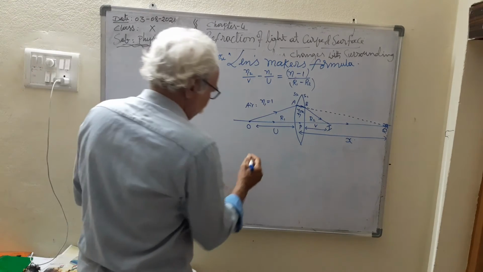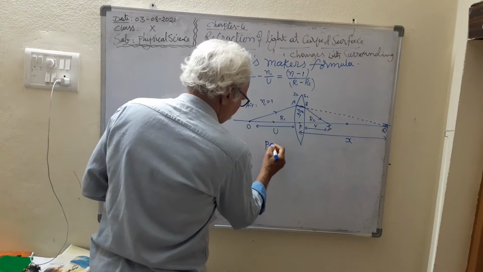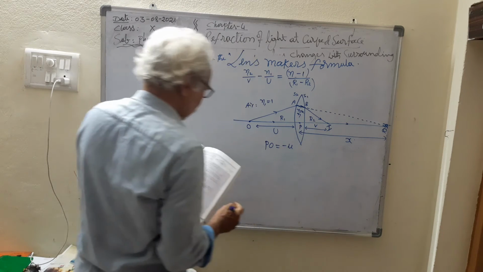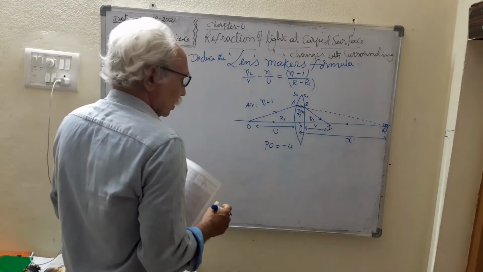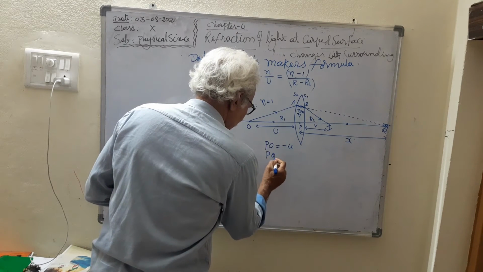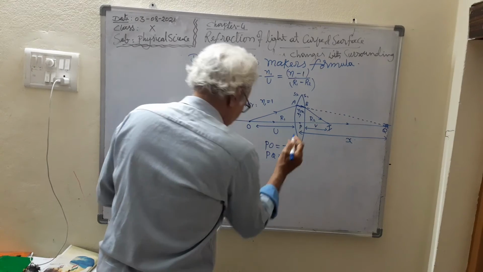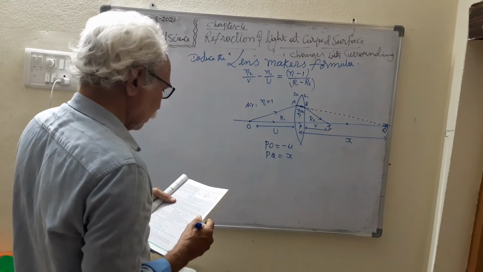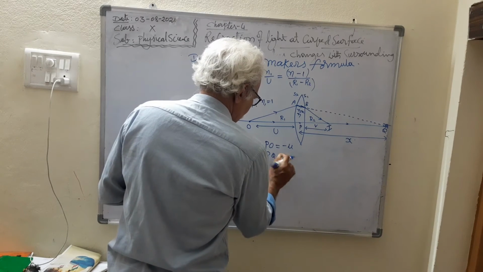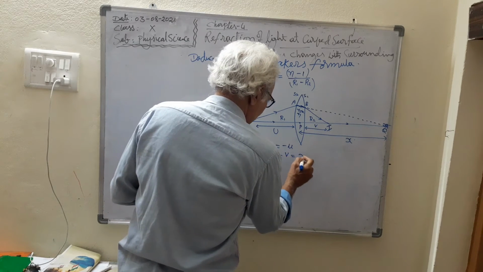What is PO? PO is equal to the distance of the object. Next, PQ. What is PQ? The expected distance of the image. That is x. PQ is equal to x. That is, the expected image distance is equal to x.